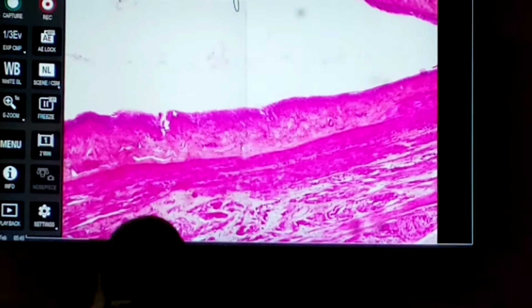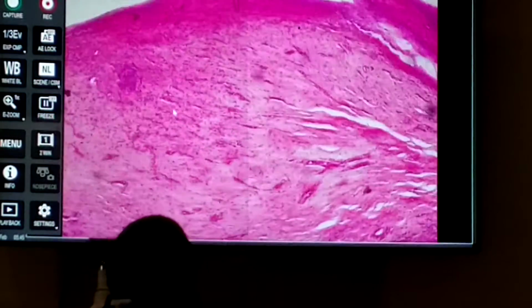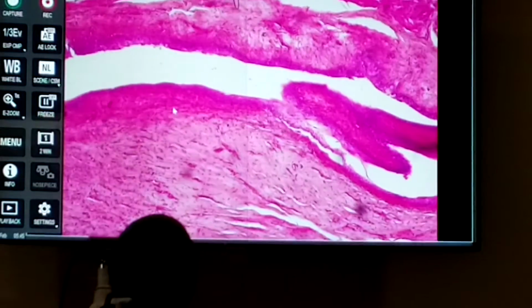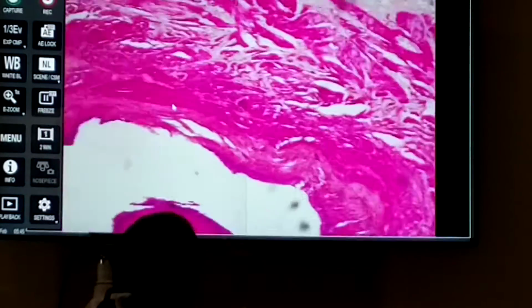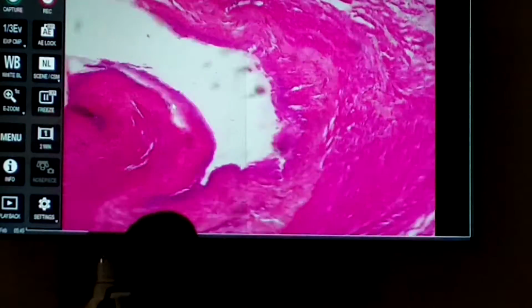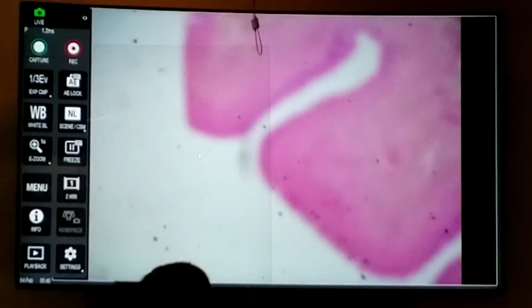I wonder if part of it does fold. Let's look. See some folds here. This may represent a bladder. Does someone else have a bladder?